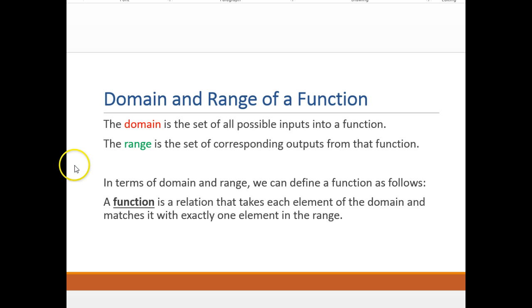That leads us to our further discussion of domain and range. Your domain is the set of all possible inputs of the function, and the range is the set of all the corresponding outputs from the function. So I can now define my function in terms of domain and range. A function is a relation that takes each element of the domain and matches it with exactly one element in the range.